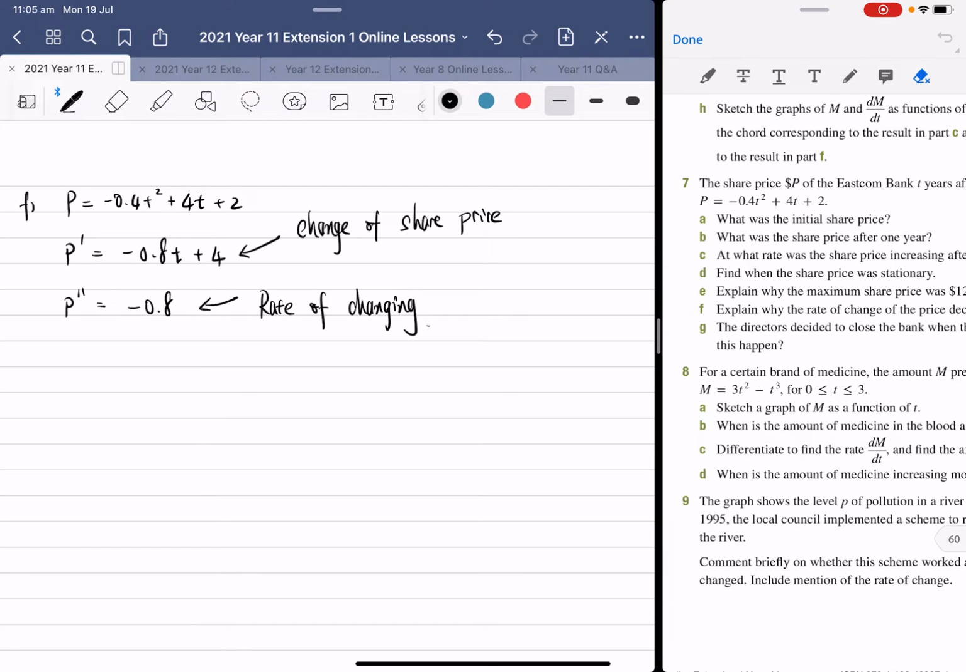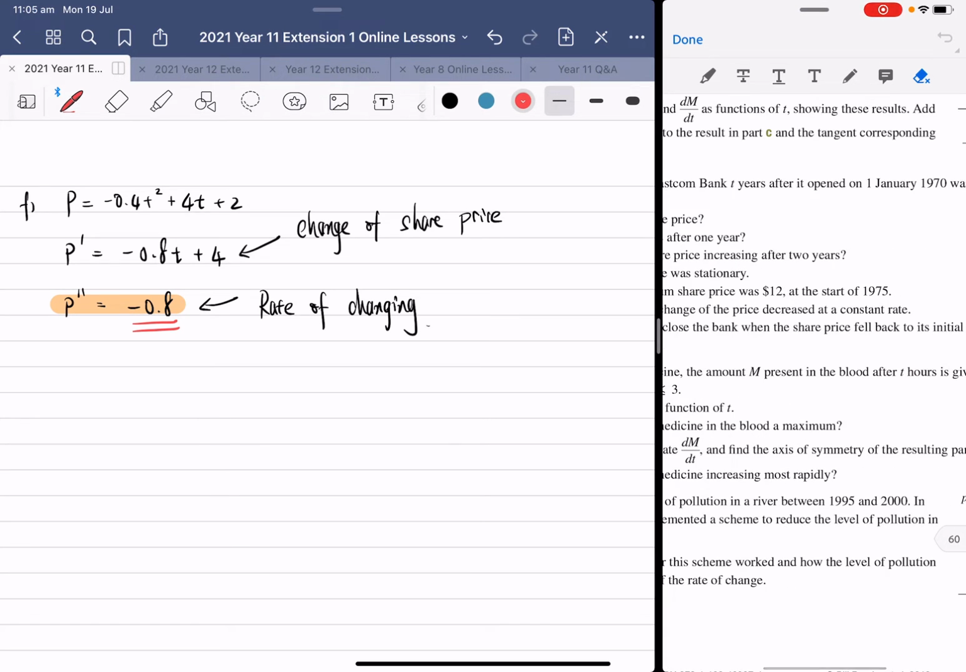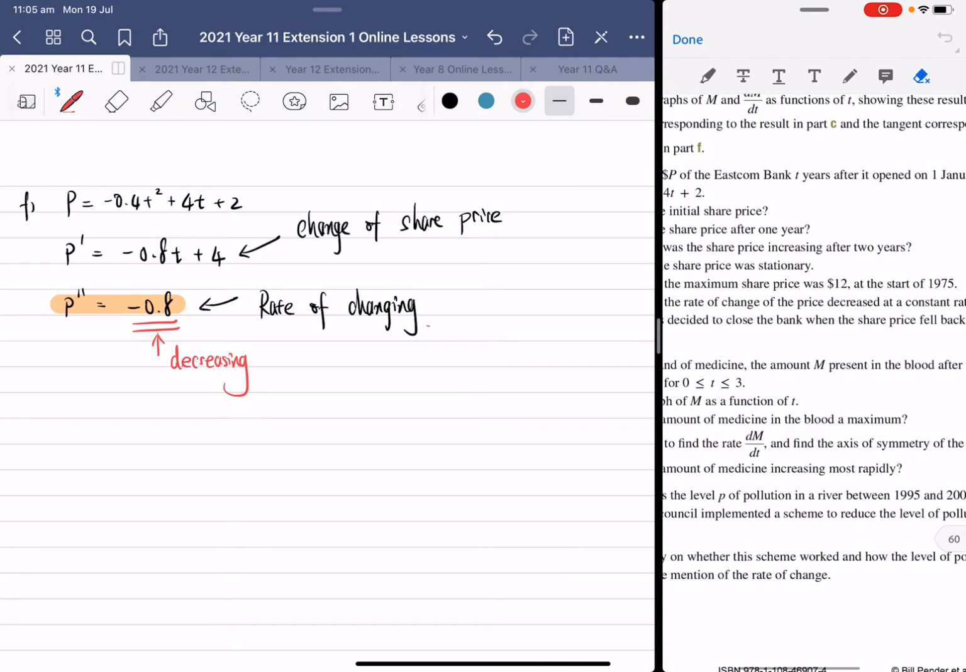All right, so at the moment, as you can see, the rate of changing the share price is negative here, which means the rate of changing share price is decreasing. That's the reason why. So it's decreasing at a constant rate here, and there's also a constant number. It's not the share price that is decreasing at a constant rate. It's the rate of changing the share price that is decreasing at a constant rate.